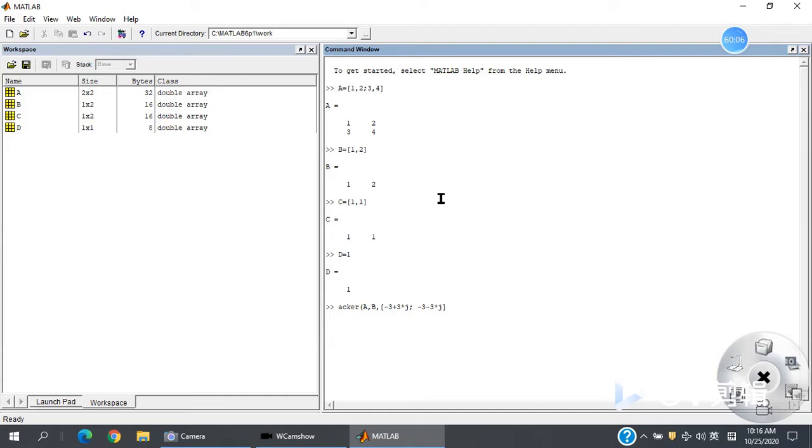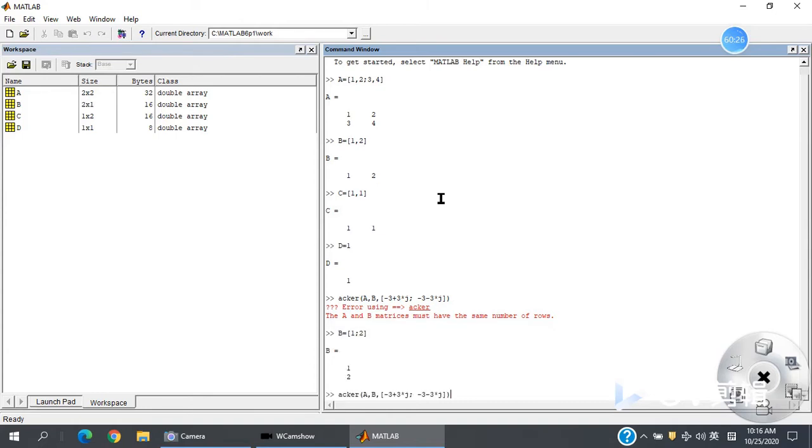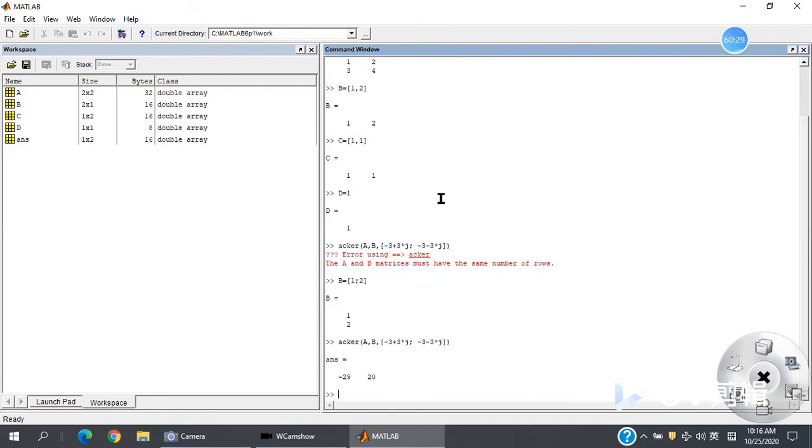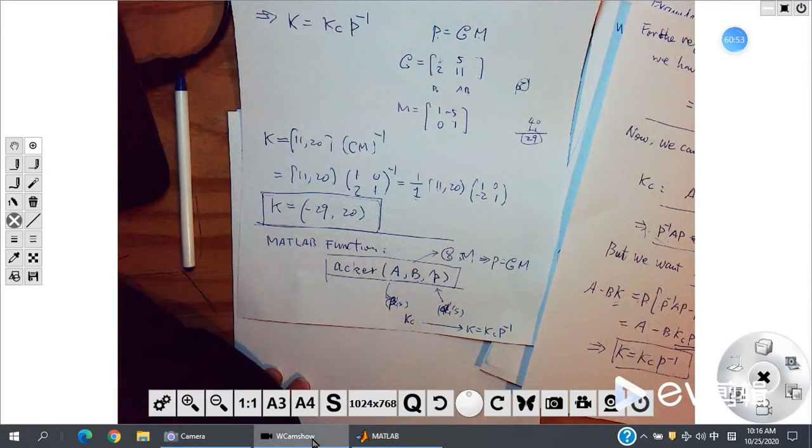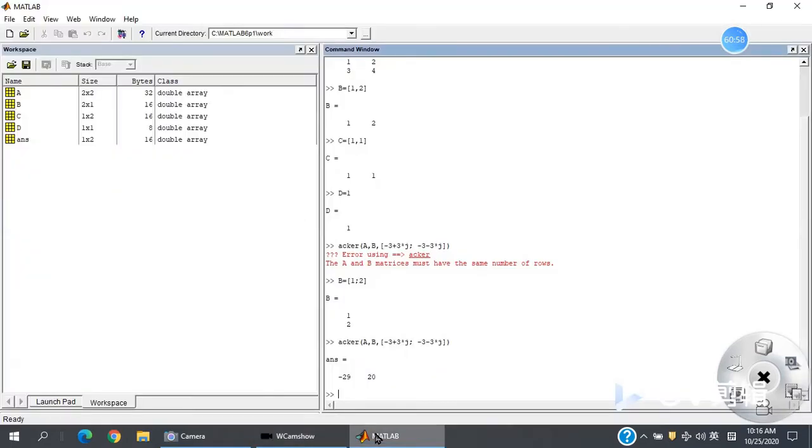Okay. A and B matrices must have the same number of rows. Oh, B is wrong. B should be a column, 1 and 2. Then, okay, we have this result, right? And which is our answer? Our answer is here, -29 and 20, and this is obtained by MATLAB.